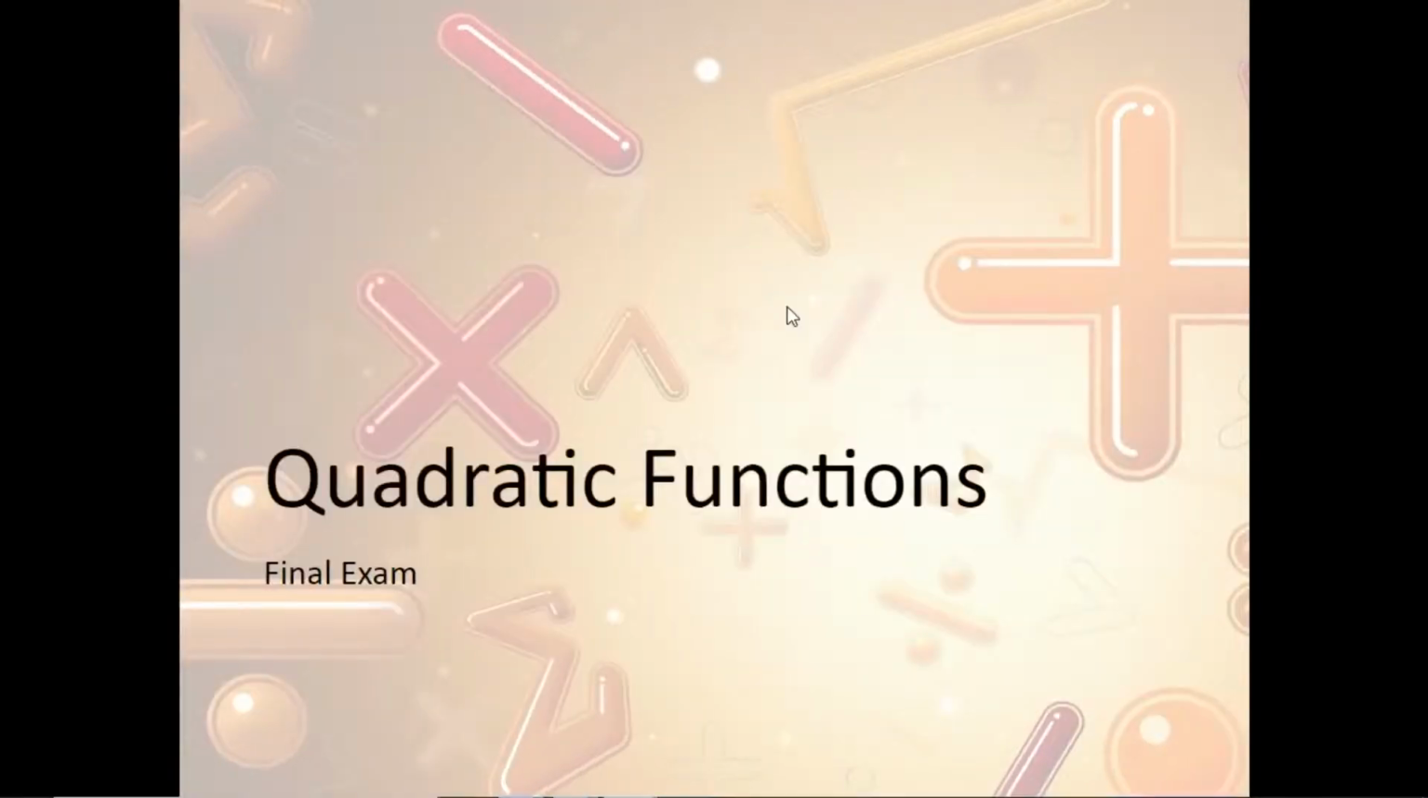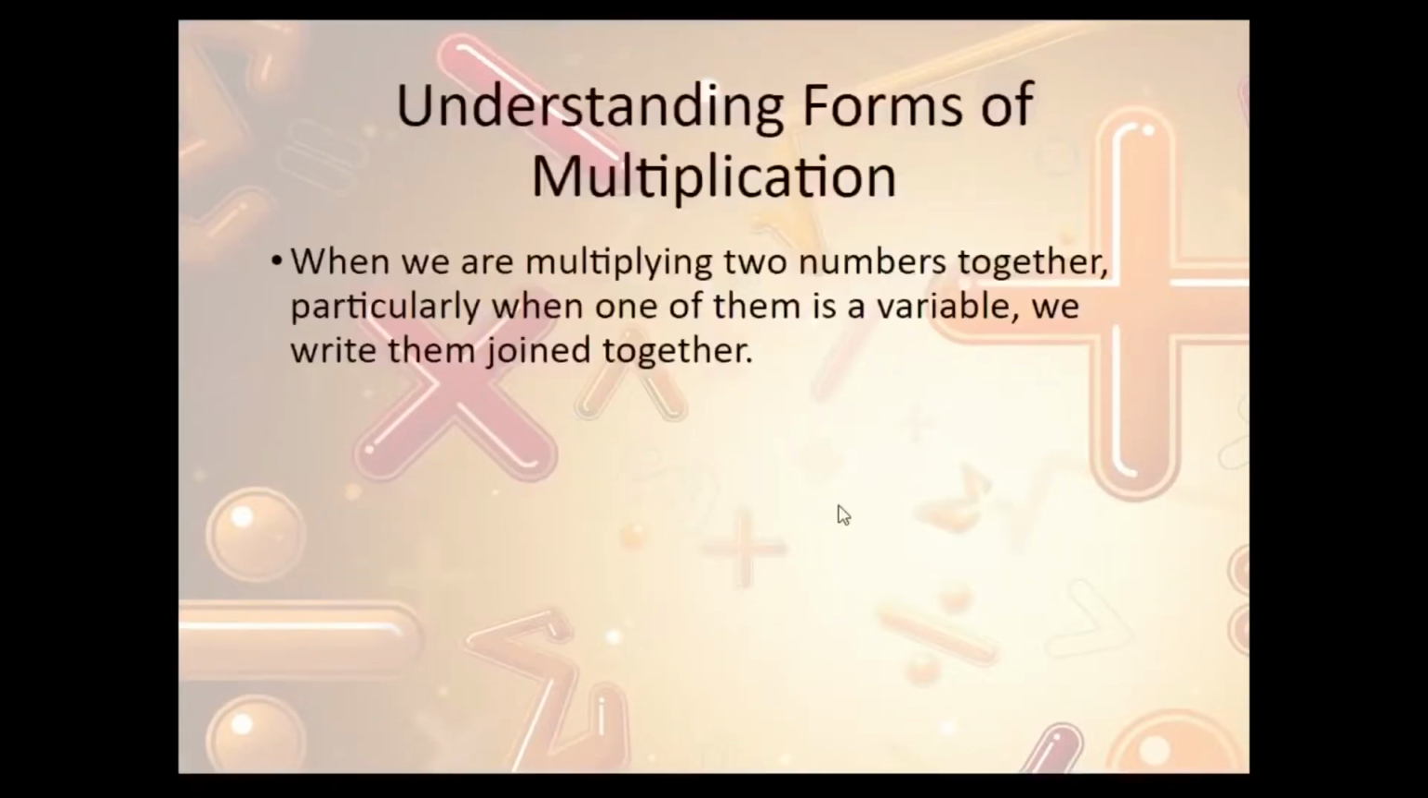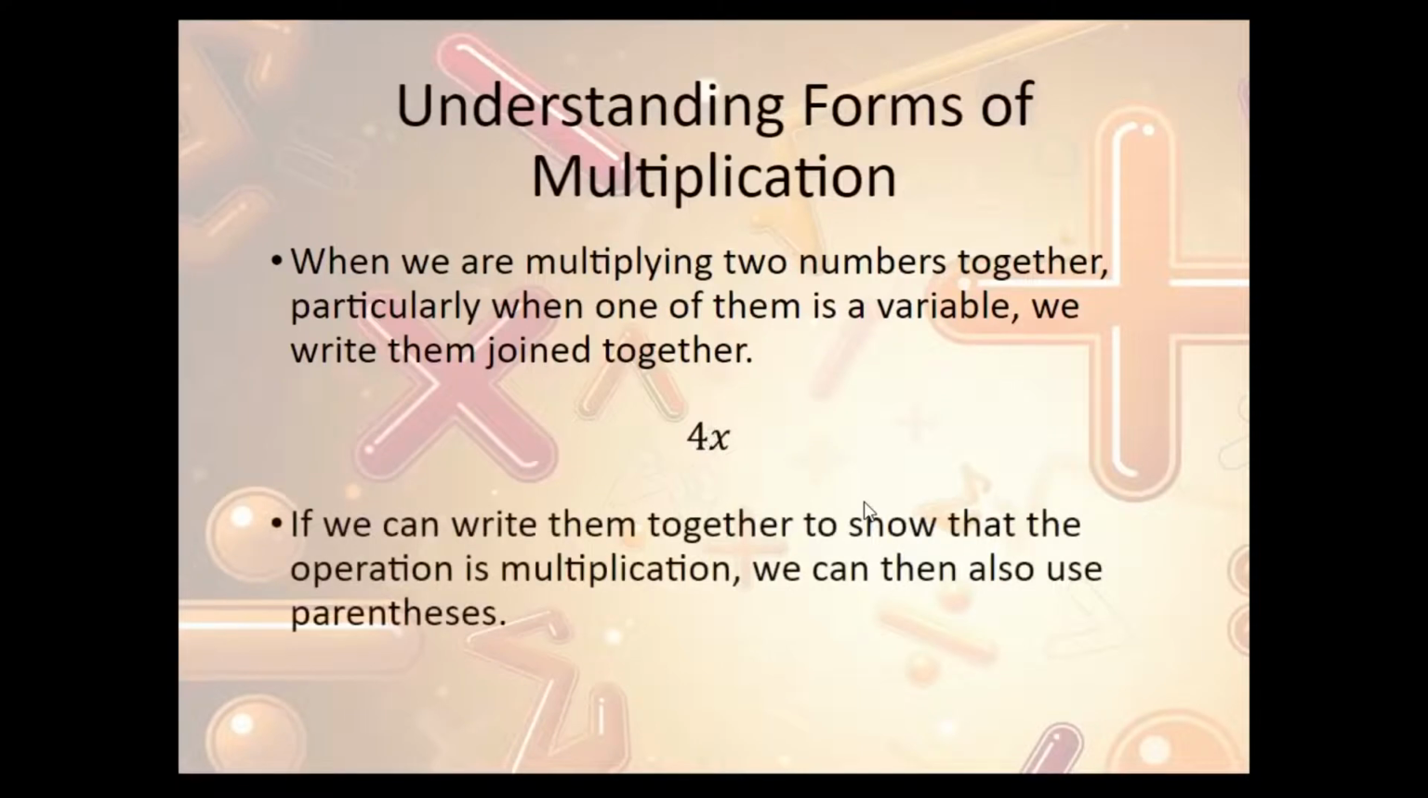Now let's take a look at quadratic functions. Understanding multiple forms of multiplication. So when we are multiplying two numbers together, particularly when one of them is a variable, we write them joined together. So we write them like this. So we're multiplying 4 times x. So we write them joined together. We can also use parentheses to do this. So we can write 4 and then parentheses x. They mean exactly the same thing. They're just giving indication of multiplication.